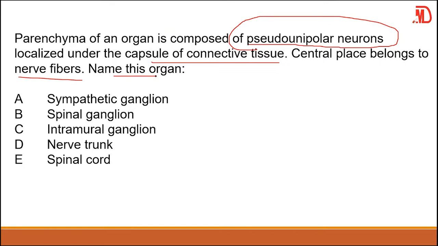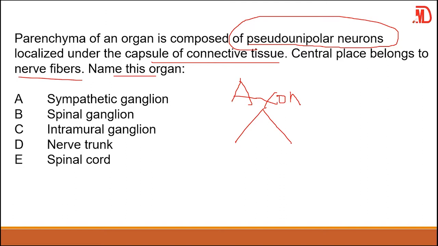A pseudo-unipolar neuron is simply a kind of sensory neuron in the peripheral nervous system. This neuron contains an axon, and this axon splits into two branches. One goes into the peripheral system, and one enters the central system. The one that enters the central system goes into the spinal cord. So peripheral system and then the central system, which deals with the spinal cord.